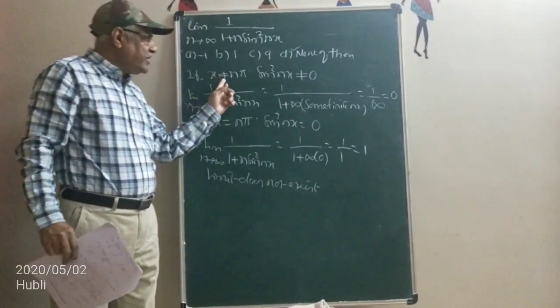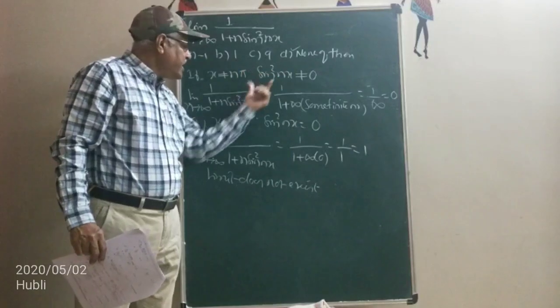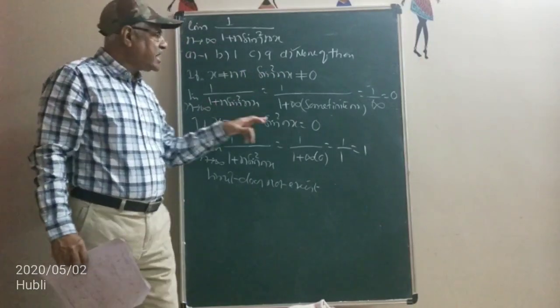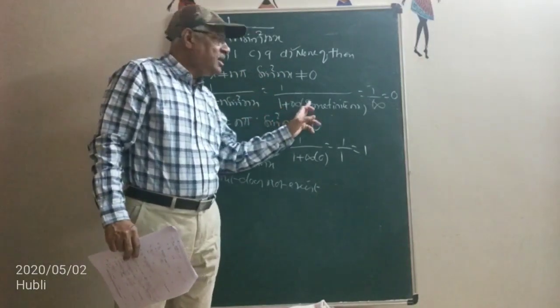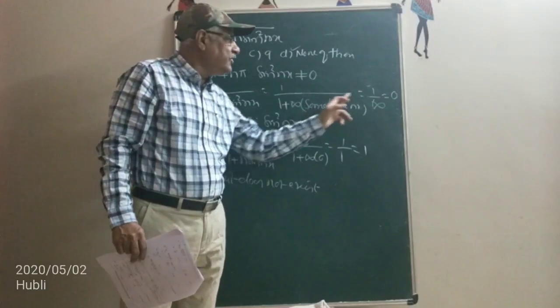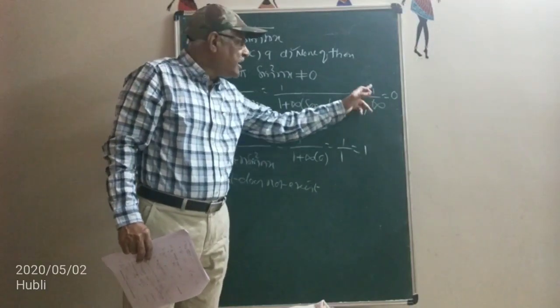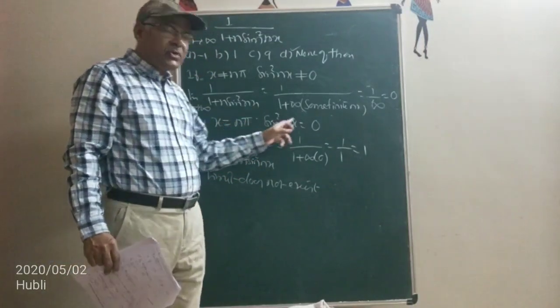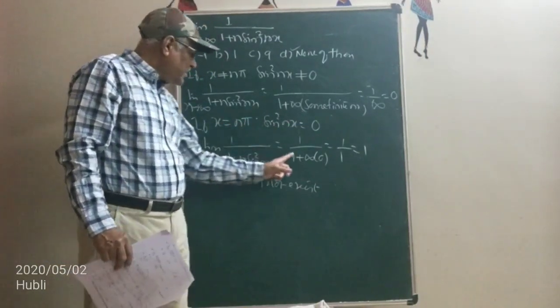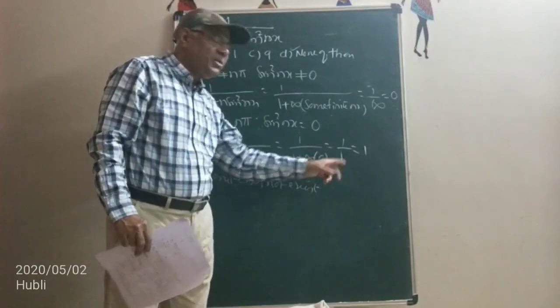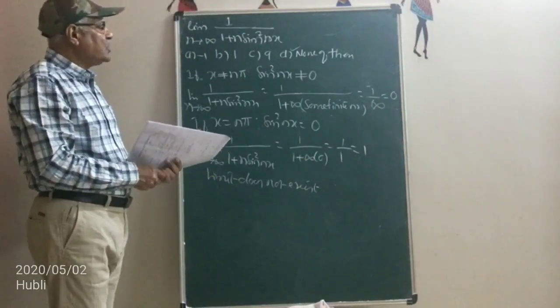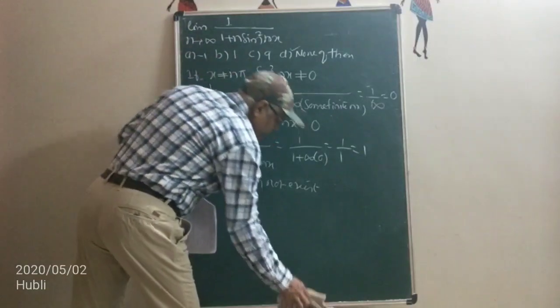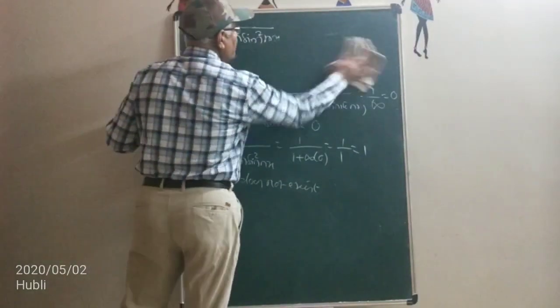See, if it is not a multiple of n pi, sine² nx is not 0. When sine² nx is not 0, you are getting infinity to some finite number. What is infinity to some finite number? Infinity. So 1 upon infinity is 0. Similarly, if it is n pi, sine² x equal to 0, you are getting 1 plus infinity to 0. That is 1 by 1 equal to 1. So both of these two limits are not equal. Therefore, the option is none of these.